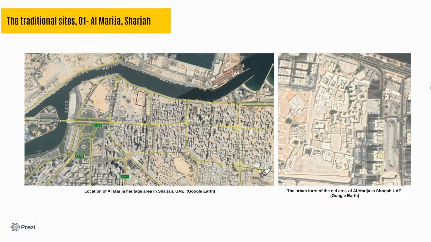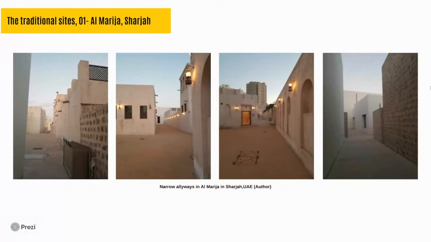The six sites are divided into two groups that follow two main approaches with different densities: the old traditional configurations and the new modern configurations. The first site is Al Marija Heritage Area in Sharjah. The location and the general urban form and layout are illustrated in these images. Al Marija area represents the old low-density traditional urban case that has courtyard urban clusters with narrow alleyways and zigzag road networks ranging from 2 to 3 meters wide. The building blocks are low-rise, 1 to 2 floors.